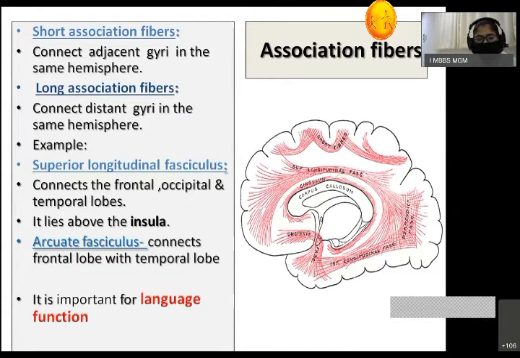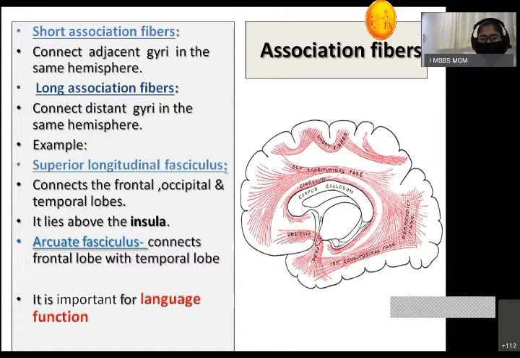An example of association fibers is the superior longitudinal fasciculus. It is an example of long association fibers. Here we can see the superior longitudinal fasciculus. It connects the frontal, occipital, and temporal lobes to each other. Gyri of these lobes are connected by this superior longitudinal fasciculus. It is one example of long association fibers.